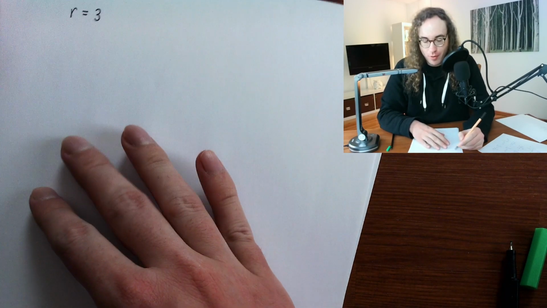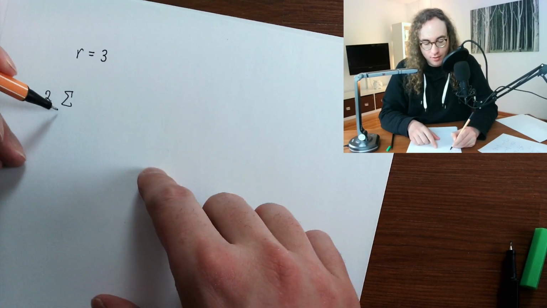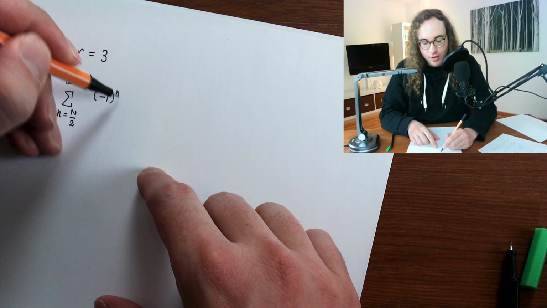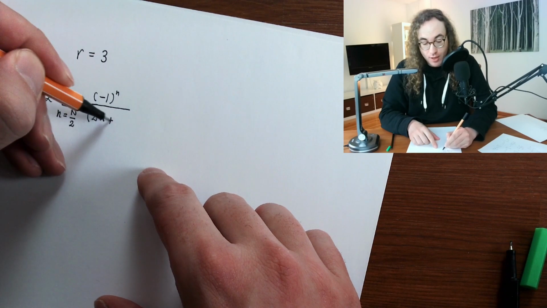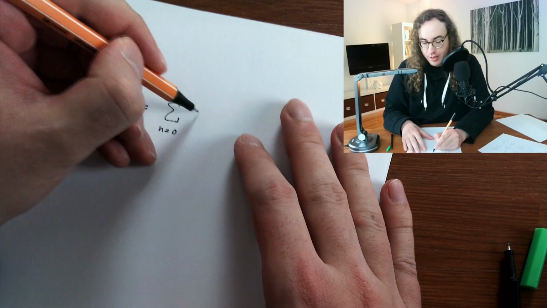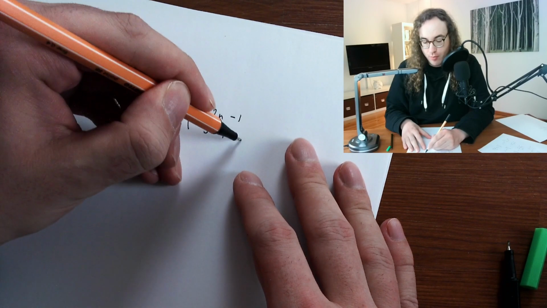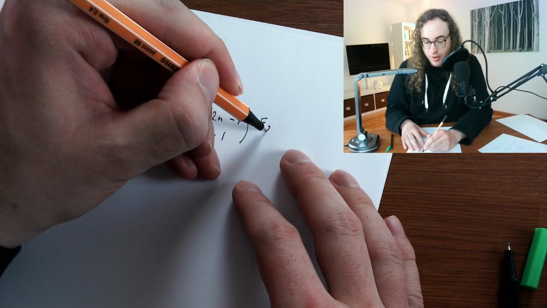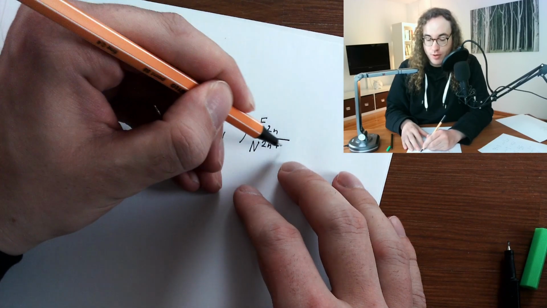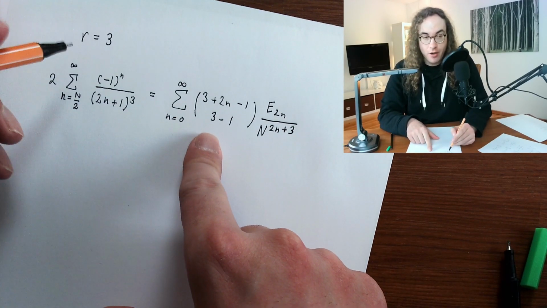Remember, the formula which we just had, I'll just write it down again for r equals 3. So this was the sum over lowercase n starting from capital N halved of (-1)^n divided by (2n+1), now this is cubed. And this is the same as the sum from 0 to infinity of the binomial coefficient (3+2n-1 choose 3-1). And then the Euler number is e_2n divided by n to the 2n plus 3, now r was 3. So this is the formula which we've just developed in the concrete instance r equals 3.